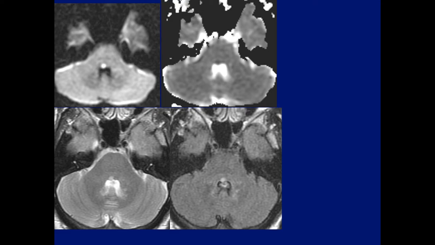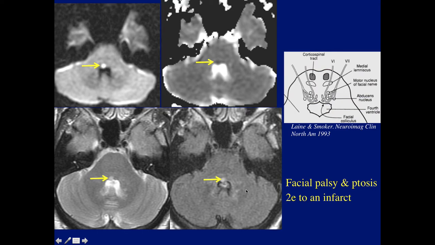What is the pathology in this case? Correct. As Gino said, infarct. As we can see, restricted diffusion, ADC, and then T2 and FLAIR. And again, this patient had facial palsy and ptosis due to an infarct. And again, both nerves were involved because of the proximity of the two structures. Again, notice the enlarged facial colliculus on this side.